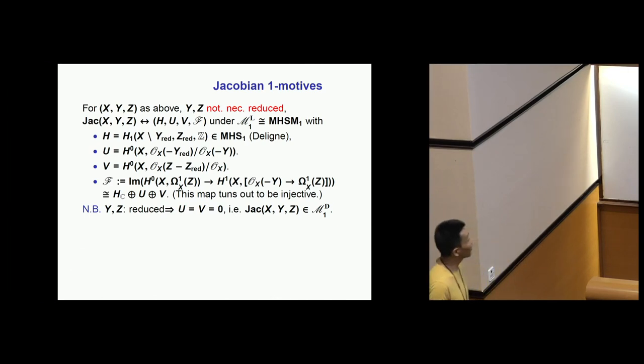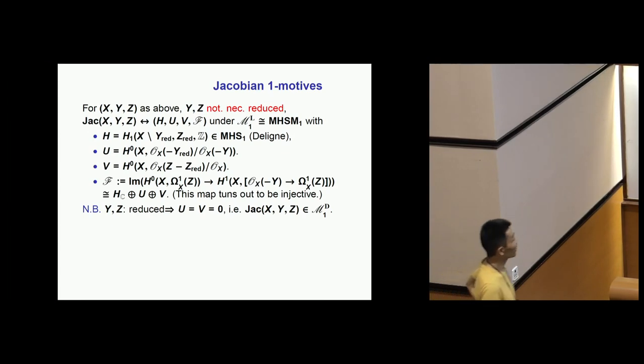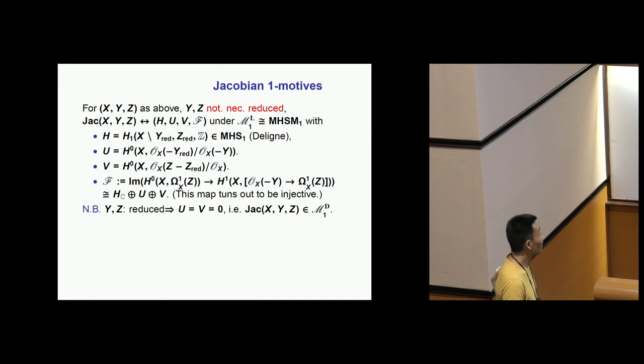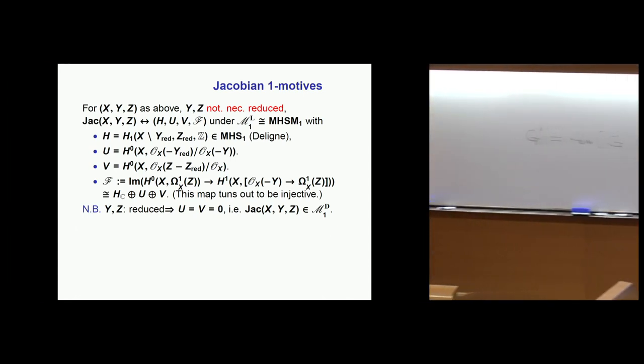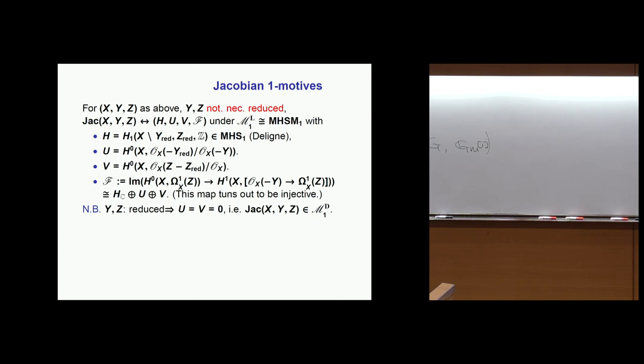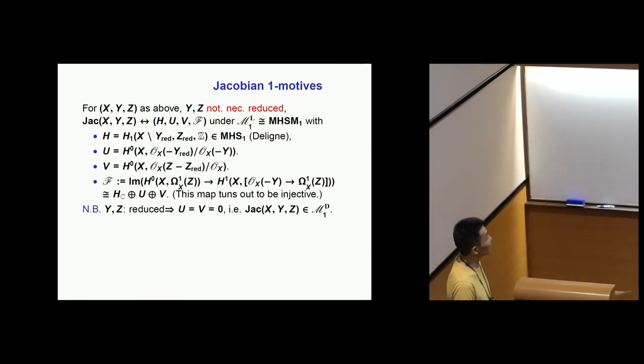I can explain the relation with geometry of Jacobian one motifs. So let us consider a smooth proper algebraic curve X and two effective divisors Y and Z. Now Y and Z need not be reduced. They may have higher multiplicity. Then we have a Jacobian one motif, which is a level one motif, now possibly with non-trivial additive part. This corresponds to mixed Hodge structures with modulus. The corresponding object can be described very explicitly in these formulas.